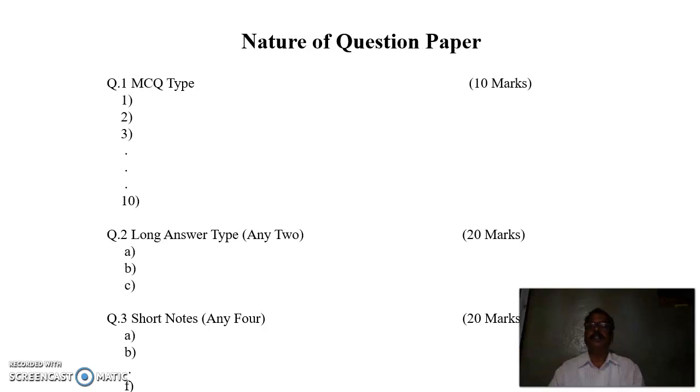Then, question third is of short notes. In this question, there are total 6 short notes. Out of these 6 short notes, we have to write any 4 short notes. Each short note carrying 5 marks. Therefore, for 4 short notes, question 3 has total 20 marks. Therefore, physics question paper for BSc Part First has total 50 marks. 20 plus 20 plus 10, that is total 50 marks.